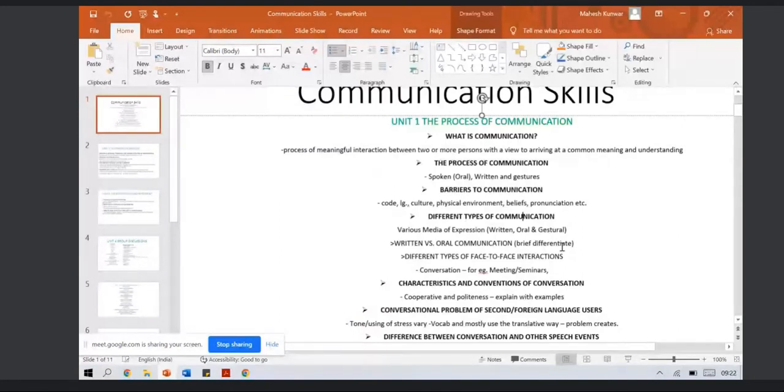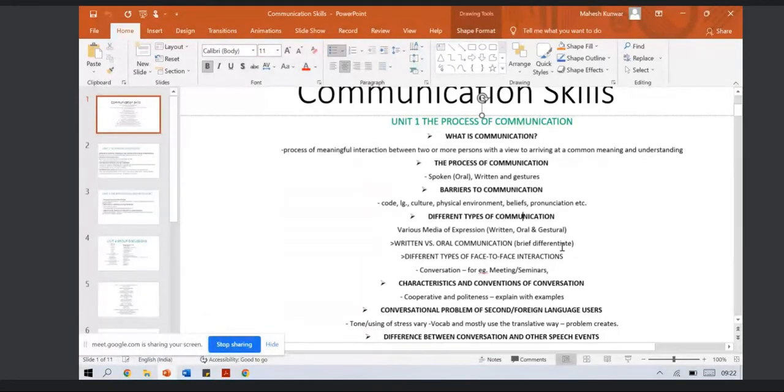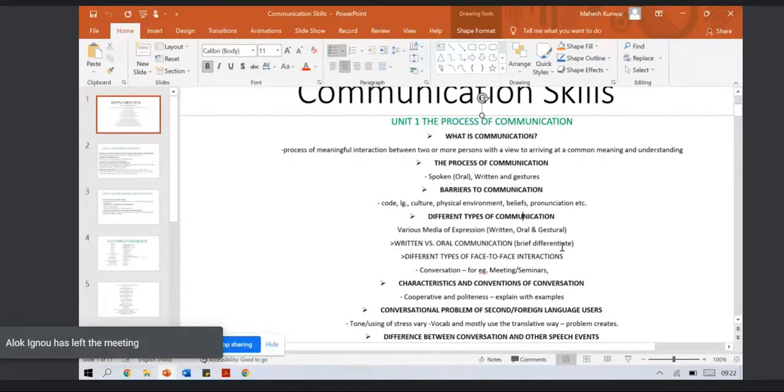And what are the types of face-to-face communication, or face-to-face interaction also? For example, we are connected virtually through Google Meet, I'm speaking and you are listening, but this type of communication is different from face-to-face communication. In face-to-face communication, you can see the encoder's body or facial expression, the way the person is trying to convey the message.